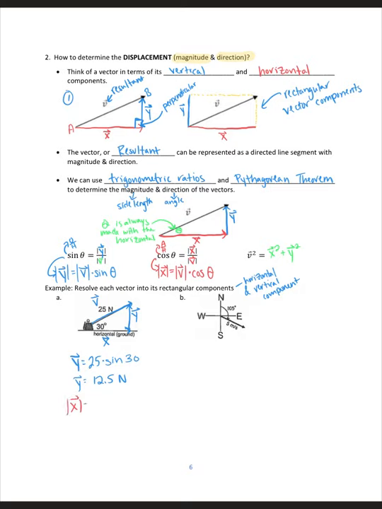So our x vector is going to be equal to, remember, our resultant, or our v vector, times the cos of theta. So that means x is going to equal 25 times the cos of 30. So x equals 21.6. And I'm just going to come back up here and write our original function for y.